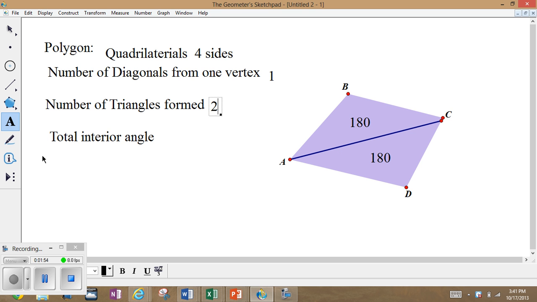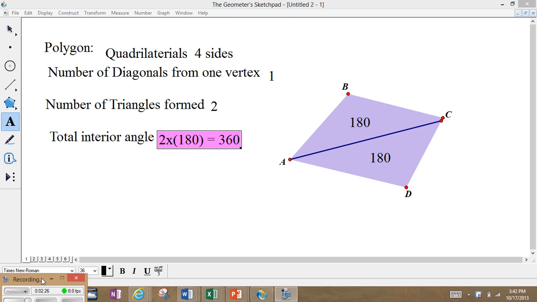So it's telling us that the total interior angle in this quadrilateral would be 2 times 180, which would be, of course, equal to 360 degrees for the total angle measure of a quadrilateral. Now, if it's regular, that means all sides or all angles are equal, then each one's going to be 90 degrees.